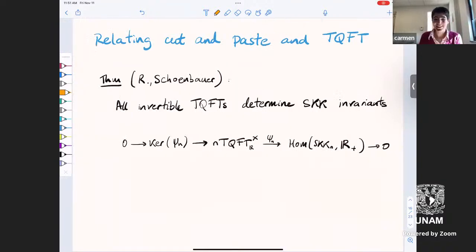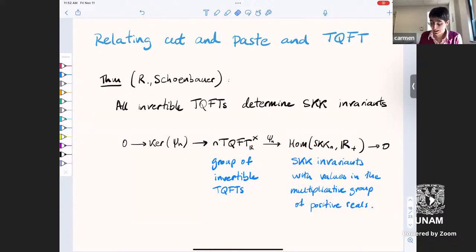Now we're approaching the result. The result is phrased in a slightly informal way: all invertible TQFTs determine SKK invariants. In other words, you can form this short exact sequence where the middle term is our group of invertible TQFTs. Then what is this Hom? This Hom is SKK invariants, because you're taking SKK representatives and sending them to some values, so that those are invariants.